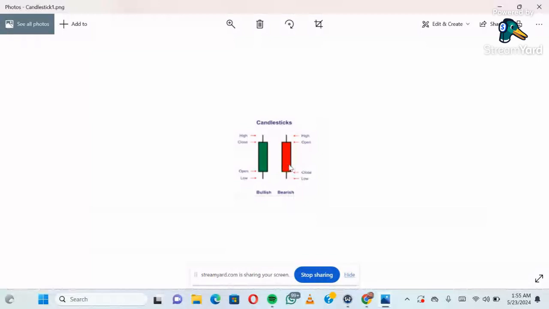So at some point, I'm going to be explaining all these charts and all these candlestick patterns. So let's finish this first.